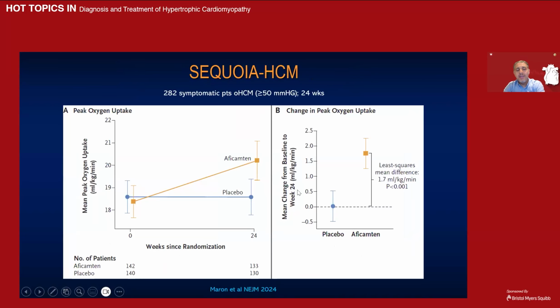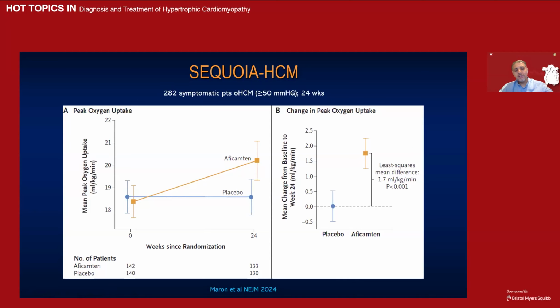SEQUOIA-HCM studied the other cardiac myosin inhibitor, aficamten, with a similar study design, 282 patients with symptomatic obstructive HCM. Again, you see improvement in oxygen consumption, which is a corollary for improvement in exercise tolerance in patients randomized to aficamten compared to placebo. And there are similar studies that showed improvement in quality of life that I will not show for the sake of time. So what about the first slide where I showed you that the first line is beta blockers?